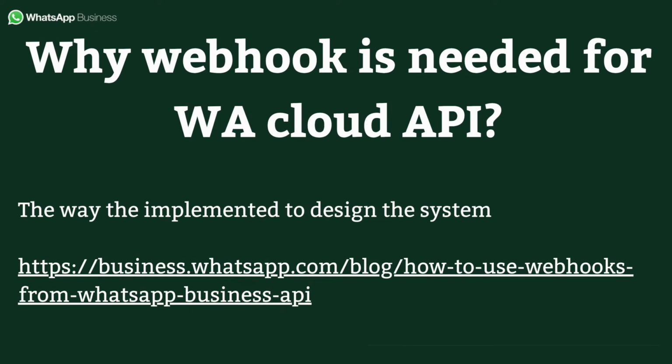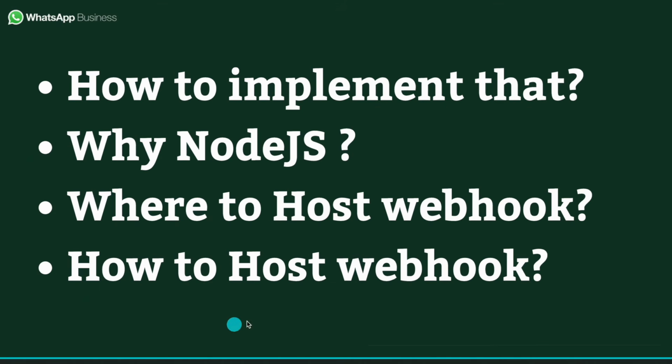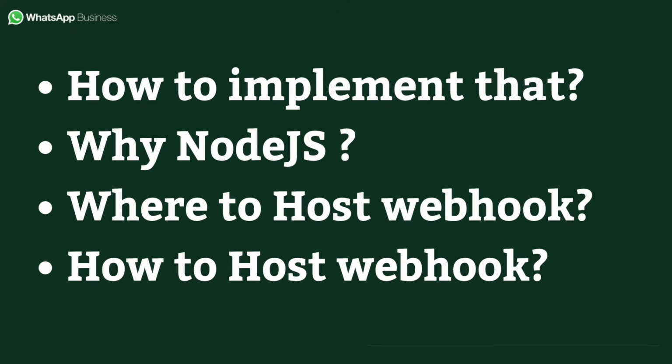So why is a webhook needed for the WhatsApp Cloud API? The way they designed the system, for ease of use, they came up with a solution called webhooks. That's all. And you can see there are 4 questions. How do we implement that? Here I am going to give a small introduction, but in the upcoming video I'm going to give a practical. First, we have to create a simple webhook setup with the WhatsApp Cloud API token. Then we have to host our webhook on a server. Then get the link to configure it in the WhatsApp Cloud dashboard.